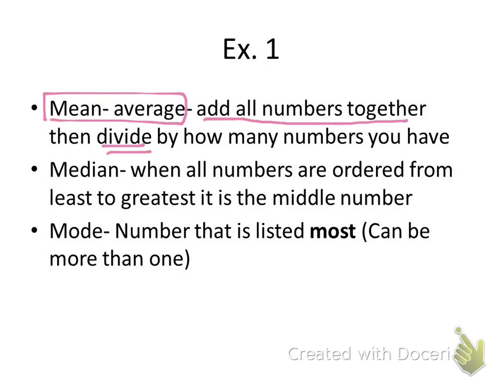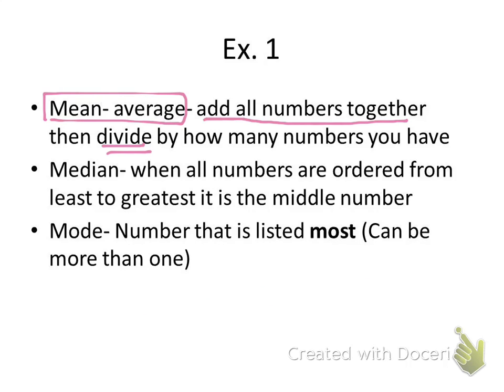Now, a lot of you like to do this for your tests. Say, okay, if I've taken 4 tests, and my tests were 80, a 95, a 76, and let's say 100, okay? I can add all 4 of these numbers together, and then I'm going to divide by 4 because I have 4 tests. And that would give me the average score that I made on all 4 tests.